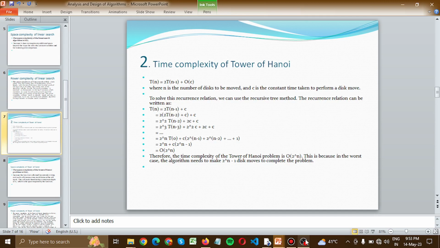For this recurrence relation, we find that the time complexity of Tower of Hanoi is O(2^n). Therefore, the time complexity of the Tower of Hanoi problem is O(2^n). This is because in the worst case, the algorithm needs to make 2^n - 1 disk moves to complete the problem.